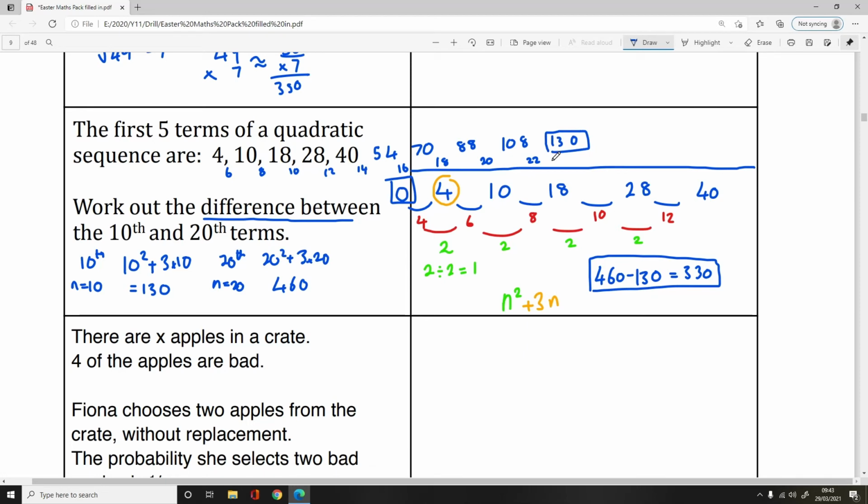And you could keep going until you get to your 20th term, and you could do a subtraction between the two. So if you didn't want to do the algebra, that would be your other option. But I think the algebra is probably, I don't know really, maybe it's about the same amount of work. You do need to know how to find the nth term of a quadratic sequence though. Okay.